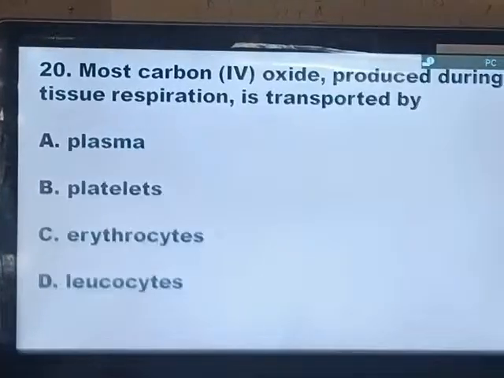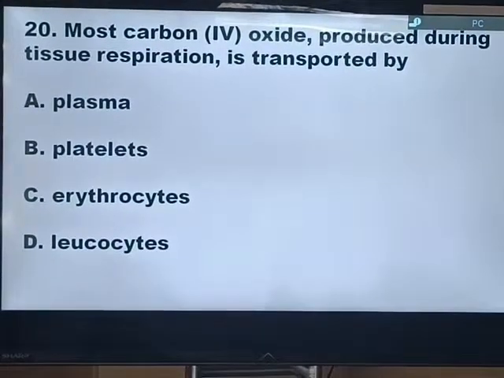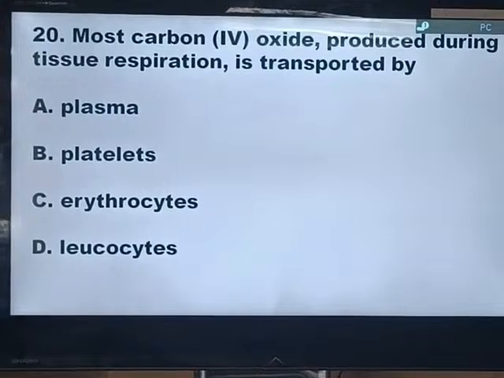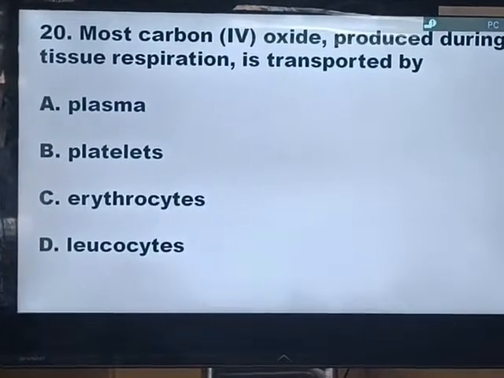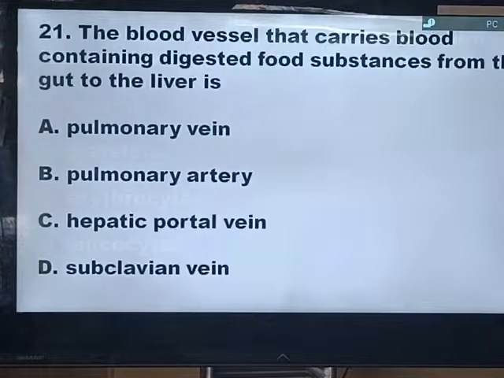And if you look at option D, leukocytes, also called white blood cells. The major function of white blood cells in the body is what? They help to fight against pathogens, disease-causing microorganisms. They help to defend the body's immunity. So the correct answer for number 20, once again, is option A, plasma. Let's go to number 21.